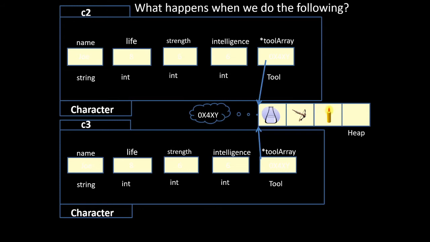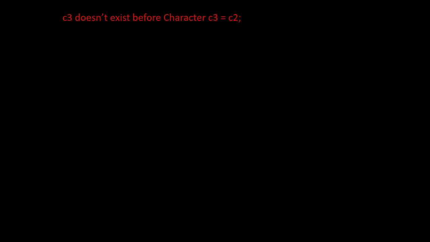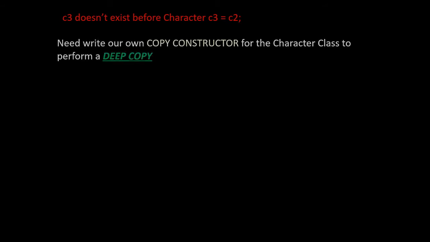So if you look here, C2 equals C3, you're seeing them both point to the same memory address on the heap. And then again, we're back into a shallow copy. Okay, so an issue is that C3 doesn't exist before character C3 can be assigned the value of C2. So we need to write our own copy constructor for the character class to perform a deep copy.